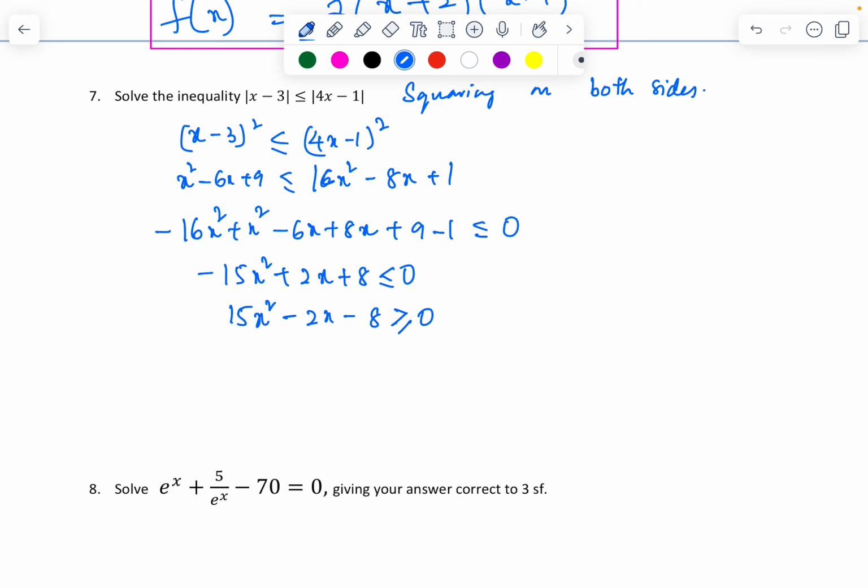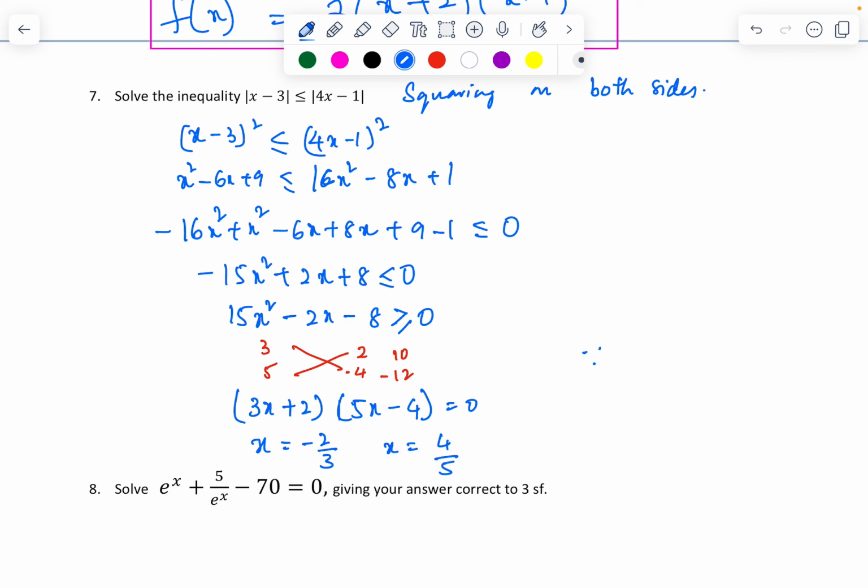Let me check the factors, using the Chinese method, it's easier. Factors of 15 are 3 and 5, and the factors of 8 are 2 and 4. Yeah, I can use 2 and 4. So this is 12 and this is 10. I need to have a negative number here, so this is going to be negative. So the factored form is 3x plus 2 and 5x minus 4 equal to 0, x equal to negative 2 over 3 and x equal to 4 over 5.